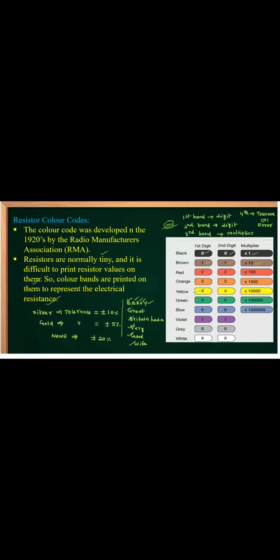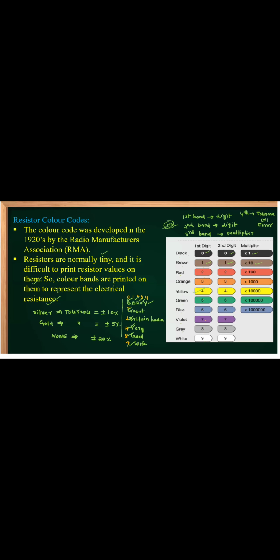I'm calculating the resistance. This is yellow, 4. First digit is 4. But you remember 0, 1, 2, 3, 4, 5, 6, 7, 8, 9: B.B. Roy, Great Britain had a very good wife. This is the numbering you have to remember. Understood, friends? Then violet number is how much? Violet is 7, so 47. First band is a digit, second band is also a digit, third band is the multiplier.